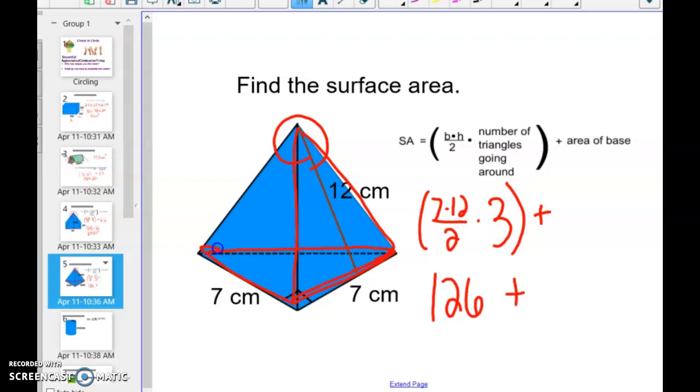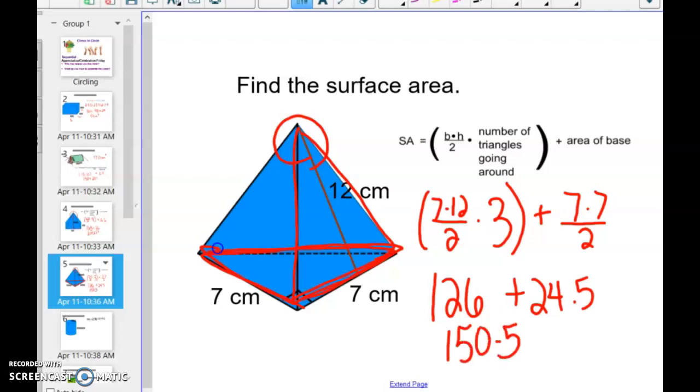Plus the area of my base triangle, like I said, was a triangle. So that's 7 times 7 divided by 2, which gives me 24.5. So then I would add those two parts together. The surface area of this triangular pyramid would be 150.5 centimeters squared.